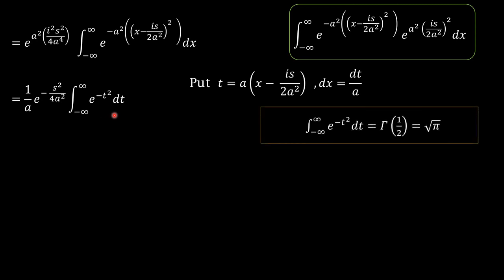And the value of this integral, it's a standard integral which is nothing but gamma half, and we know that the value of gamma half is root pi. Therefore, the Fourier transform of the function e to the power minus a square x square is root pi by a into e to the power minus s square by 4a square. That completes the first part of the question, students.